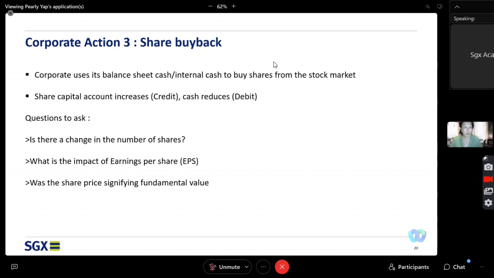Okay, now did money change hands? Money changed hands in the sense that the company took the cash out to buy the shares, right? The company took the cash out. You and me as shareholders, we didn't do anything, but we actually benefited. So corporate action number 3, share buyback, benefits shareholders. Okay, I hope that's clear.